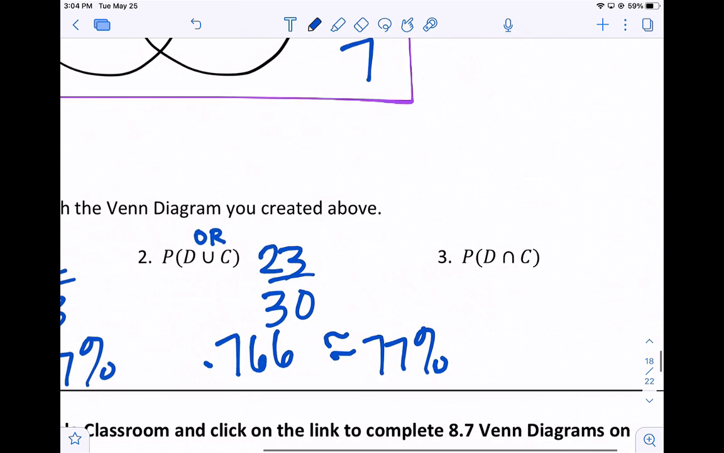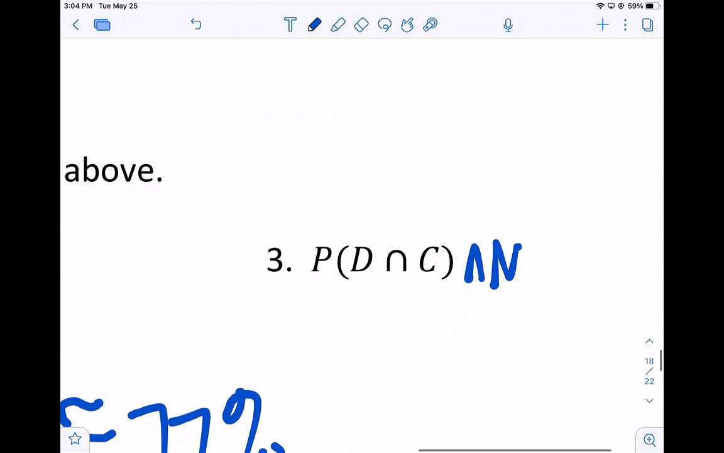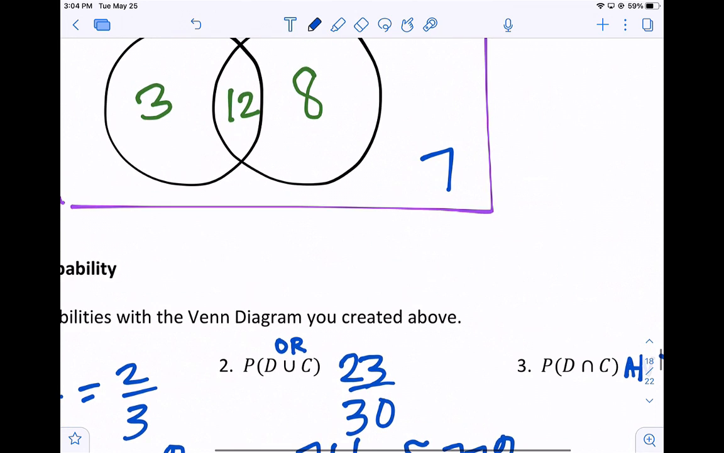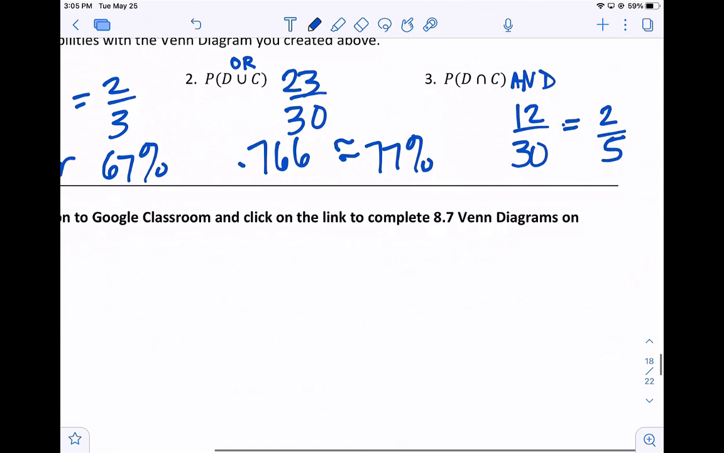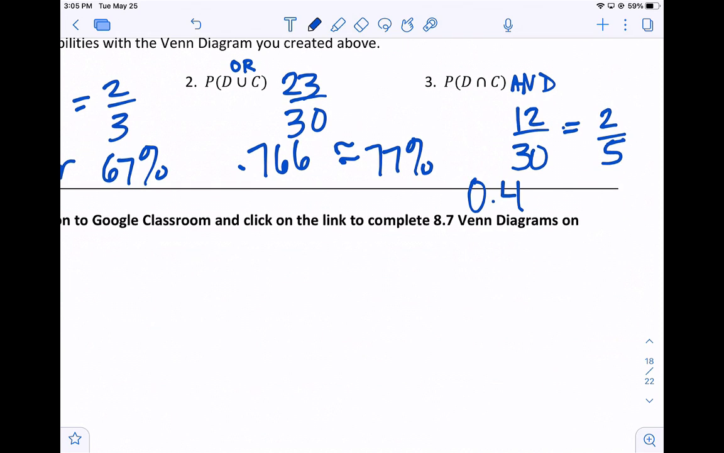What's the probability that the student has a dog and a cat? So this is where it overlaps, and that would be 12 out of 30, which we can write as a reduced fraction. What would that be reduced? It's the biggest number we can divide them by, 6, right? So 2/5 of the class. 2 divided by 5 is a decimal, so we could also write that as 0.4 or 40%.